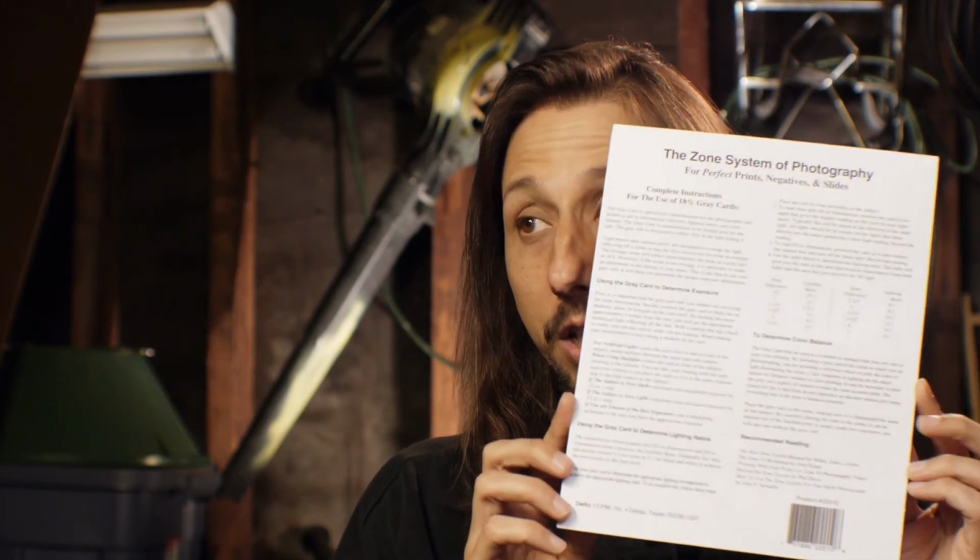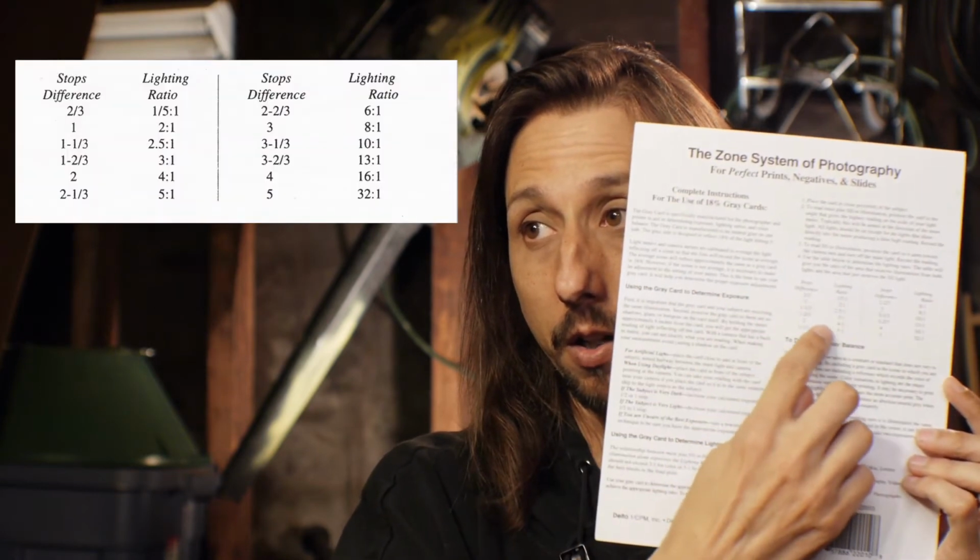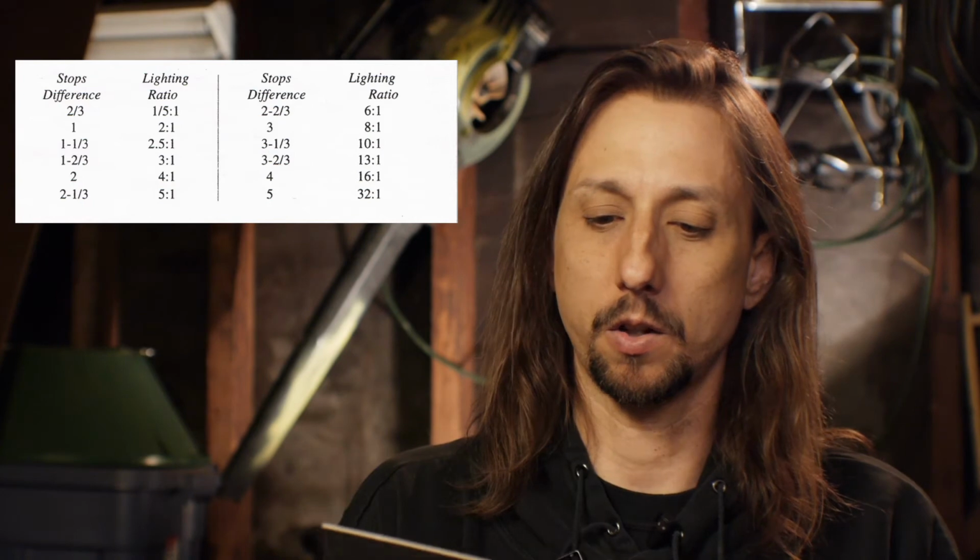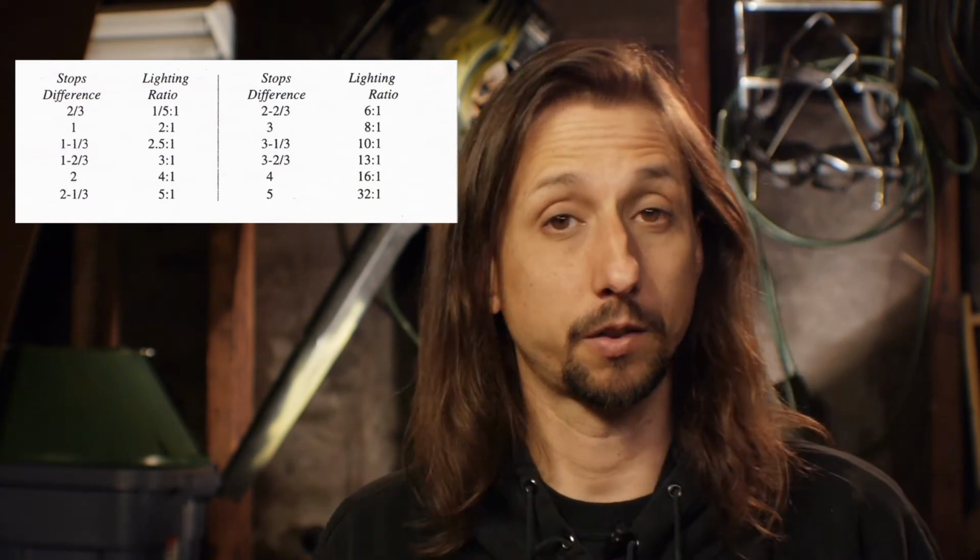And luckily for you, it'll take you a while. Eventually this will become second nature, but on the back of your gray card, which I linked you to, there's a cheat sheet over here. You can see, like right here. It calls them lighting ratios, but it's contrast ratios.